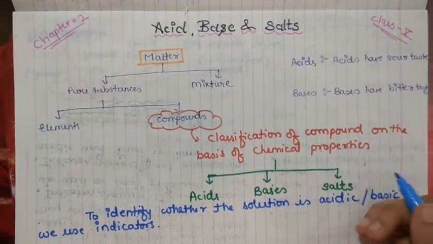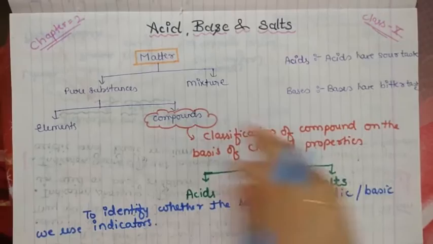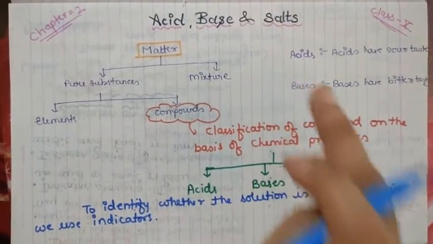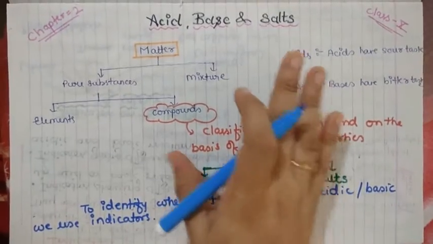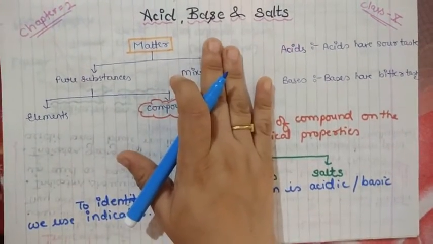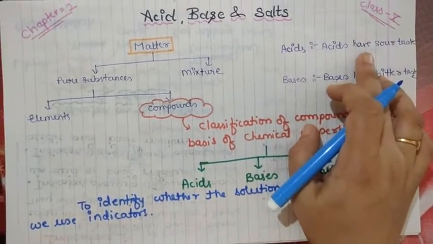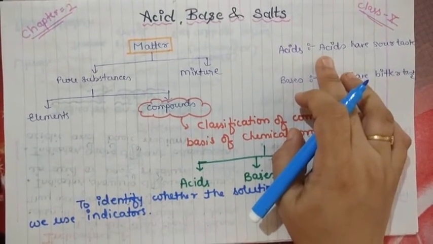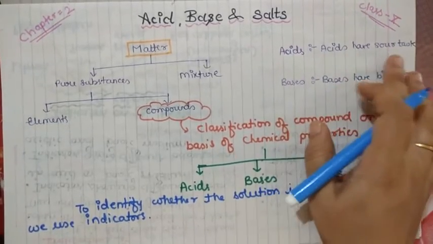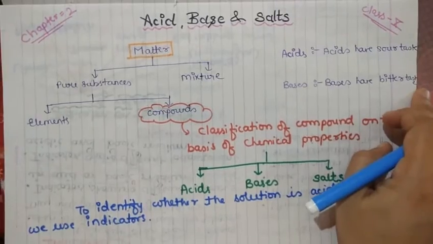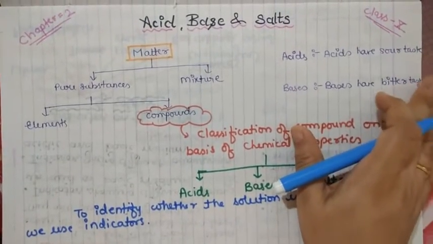Dear students, today we will learn about acids, bases and salts. There is one topic, that is indicators. So first of all, when we start with acids, bases and salts, we must know what acids are. Generally, if we see the definition, acids have a sour taste. What are bases? Bases have a bitter taste. These we have learned in the previous classes.